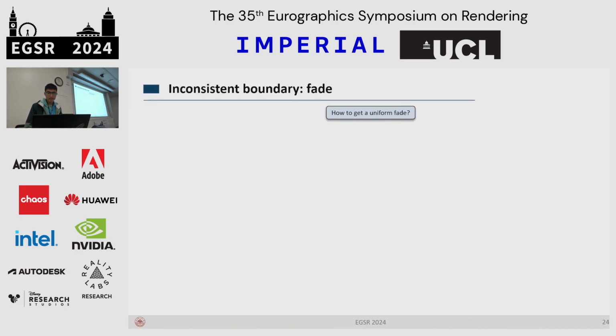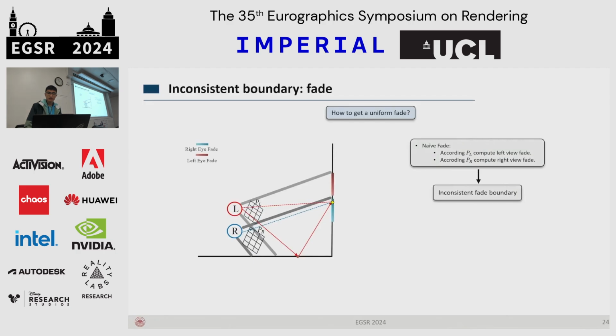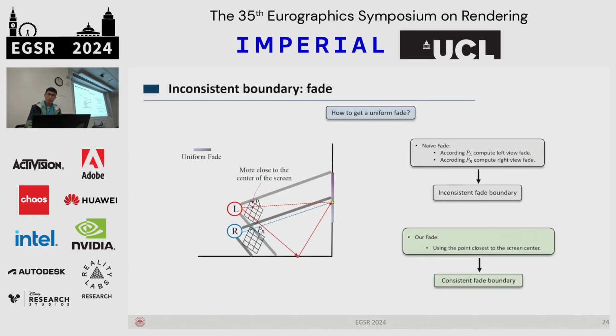We perform screen space reflection as usual and obtain the coordinates of the reflected surface in stereo screen space. For naive field, each eye computes the field level separately, which leads to inconsistent field effects. In our stereo-aware field, we use the point closest to the screen center in PL and PR to determine the field level.